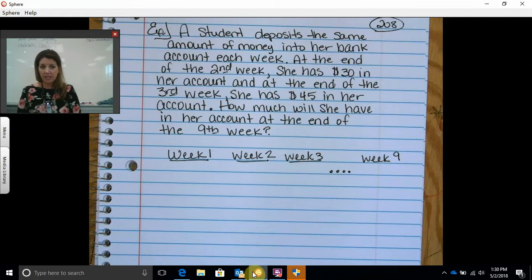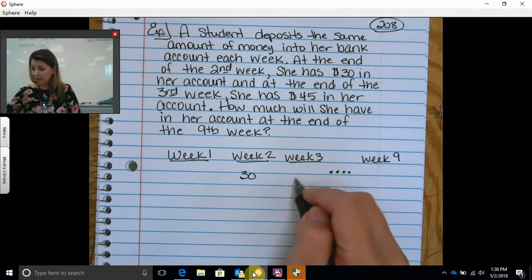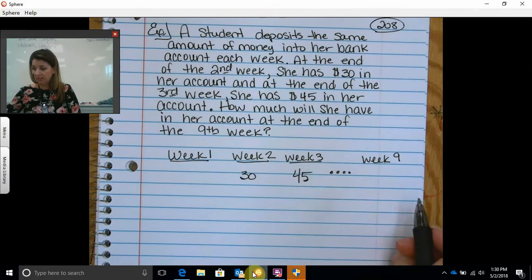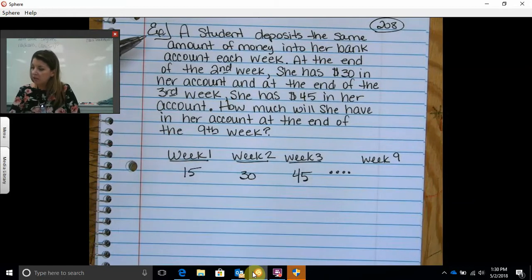Did it tell us how much she had in the account in week 1? No. Did it tell us how much she had in week 2? How much? 30. How much in week 3? 45. How much must she have had in the account in week 1? 15. Because it said she deposits the same amount of money into her bank account each week, right? So she had to have started with 15 if she went to 30 and then 45.